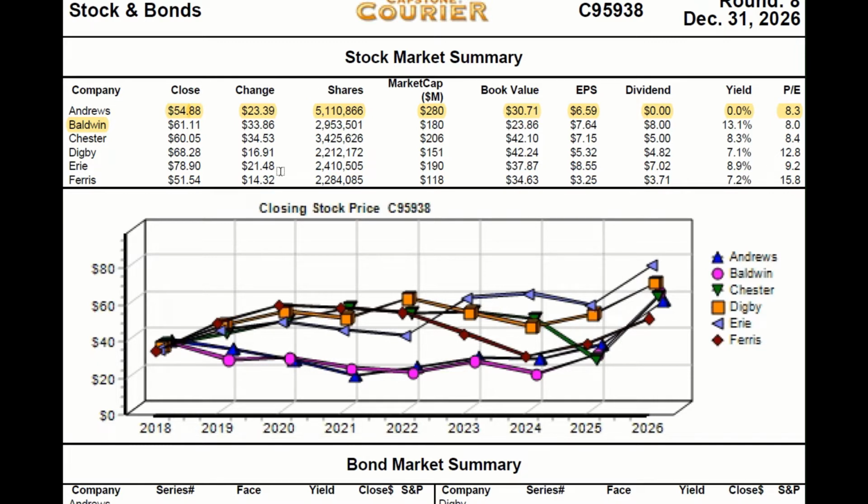So when we take a look at Andrews and Baldwin, as an example, we can see that Andrews has almost a $55 per share price. We can see Baldwin has a $61 per share price. So very quickly we can look at these two and say, well, all right, does that automatically imply Baldwin is a much wealthier company? The answer to that question is really no, because if you look at it, Baldwin has roughly 3 million shares outstanding compared to Andrews, which has 5 million.